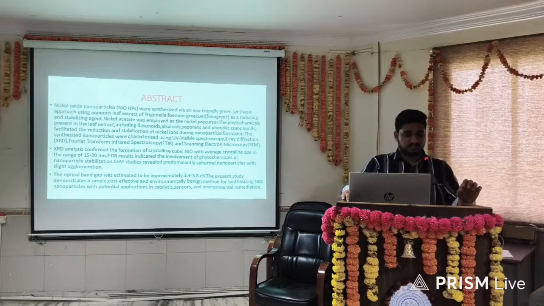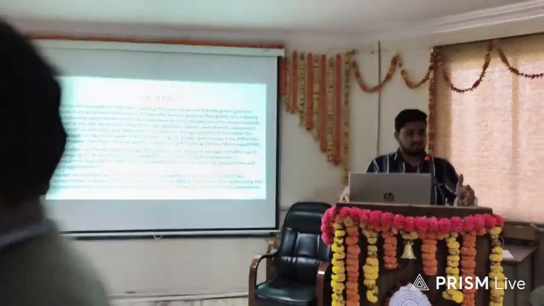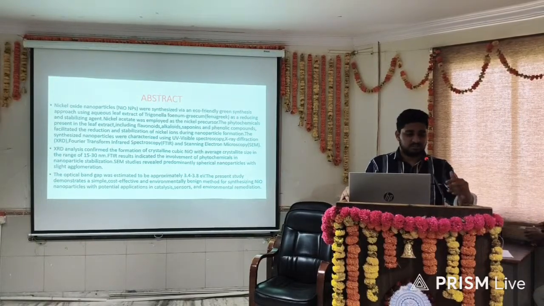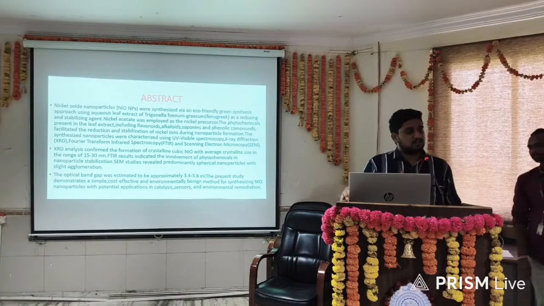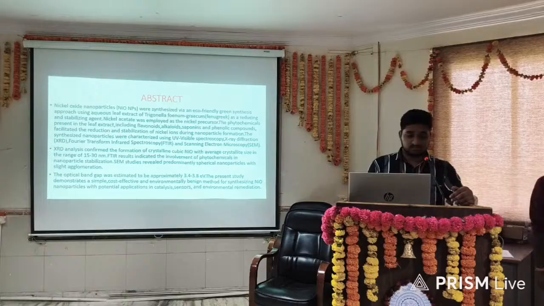SEM studies revealed predominantly spherical nanoparticles with slight agglomeration. The optical band gap was approximately 3.4 to 3.8 eV. The present study demonstrates a simple, cost-effective, and environmentally friendly method for synthesizing nickel oxide nanoparticles with potential applications in catalysis, sensors, and environmental remediation.